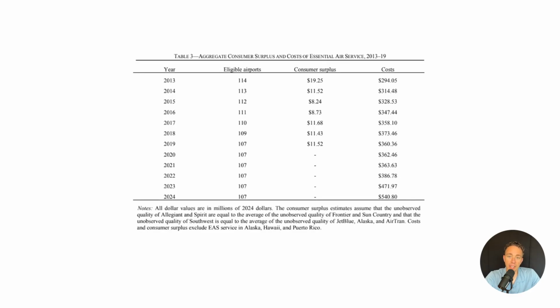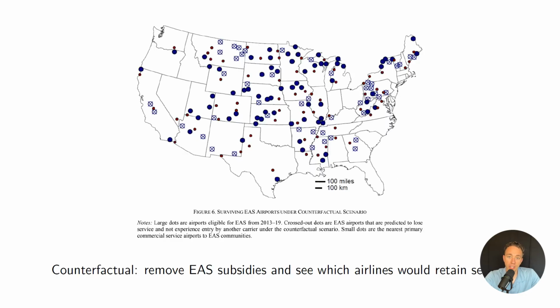So now let's think about a counterfactual where we shut down the airports. Let's pretend that the EAS program goes away. Which airports would be shut down? And the answer is about 30% of them, give or take.